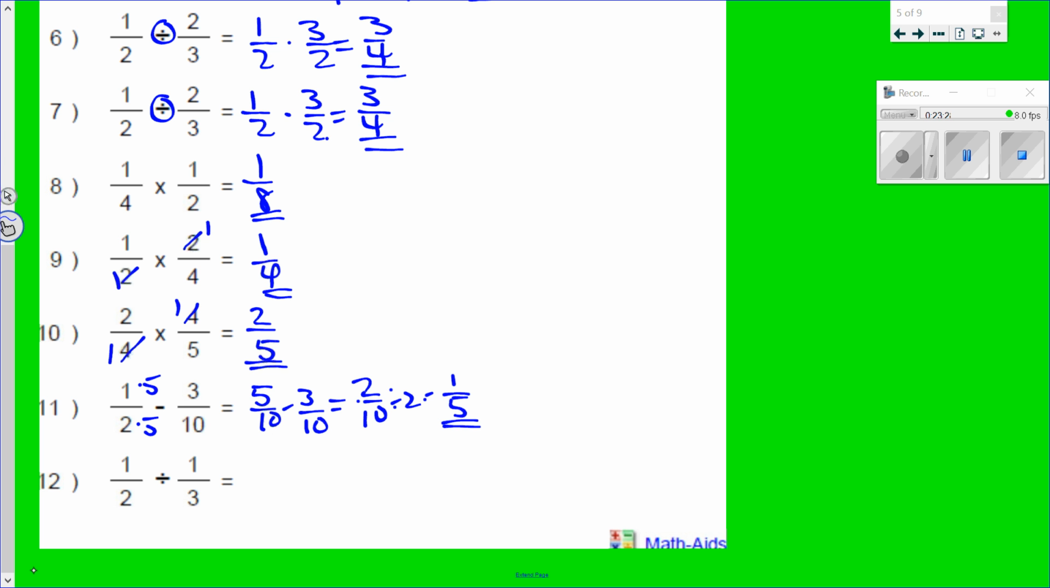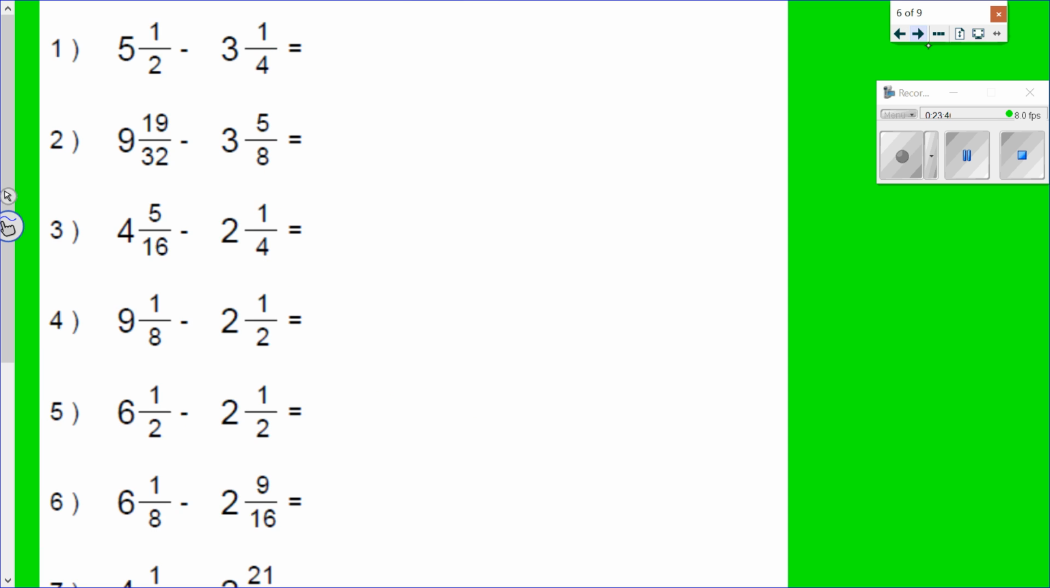And another division, so that's our keep change flip. 1/2 times 3/1 gives us 3/2, which simplifies to 1 and 1/2. Any questions on the second page? Okay, hopefully if you didn't do these, you've been writing them down. Well, you're supposed to have them done.